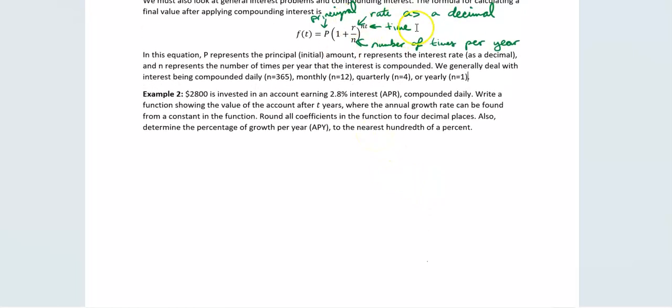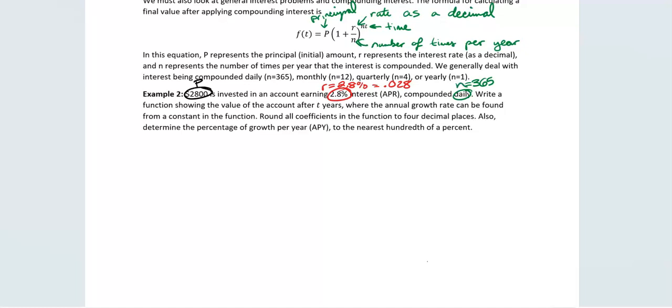So let's use this equation that we have come up with here, and use it for this problem. In example 2, we have $2,800 invested in an account earning 2.8% interest compounded daily. Those are all the things. P is 2,800. R is our interest rate as a decimal. 2.8% as a decimal, you move it 2 places to the left, so it's 0.028. And compounded daily is 365, that's your n value.